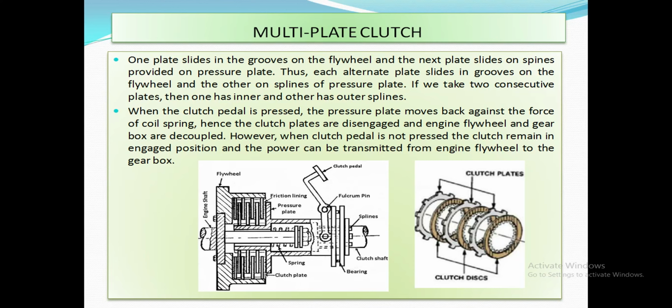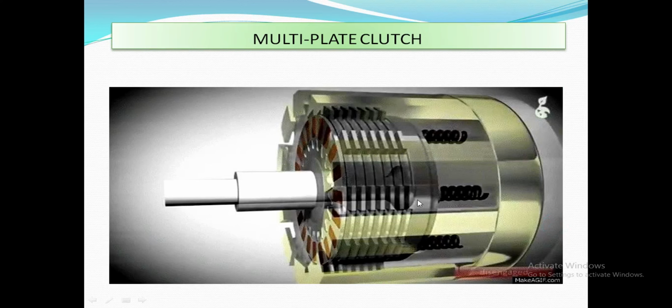When the clutch pedal is pressed, the pressure plate moves back against the force of the coil spring. Hence, the clutch plates are disengaged and the engine flywheel and gearbox are decoupled. However, when the clutch pedal is not pressed, the clutch remains in engaged position and the power can be transmitted from the engine flywheel to the gearbox. These are the clutch plates. These are clutch discs. This is a schematic diagram of a multiplate clutch.